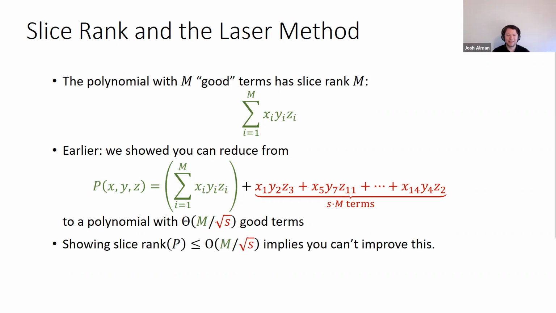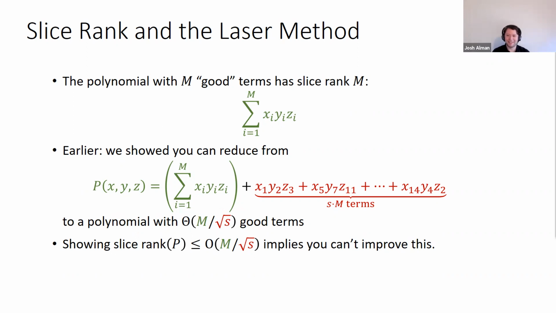So if you can show a slice rank upper bound on a polynomial, show that it's not too complicated and has pretty small slice rank, that limits how big of a good polynomial you can reduce your problem to. So if the slice rank is small, then you know that no matter what you do to get rid of the junk terms, you're going to be left with only a small number of good terms at the end. So that's maybe some idea of the connection between slice rank and the laser method, our improvement that I told you about before.